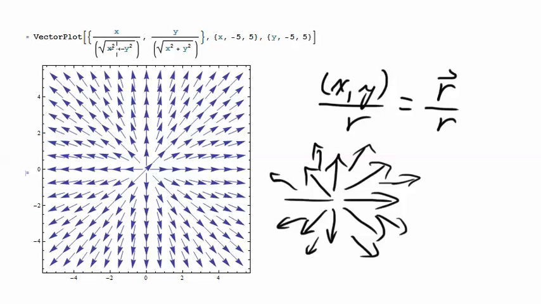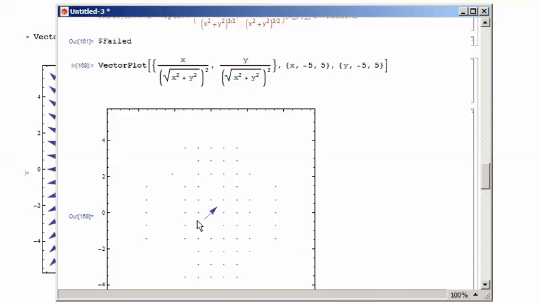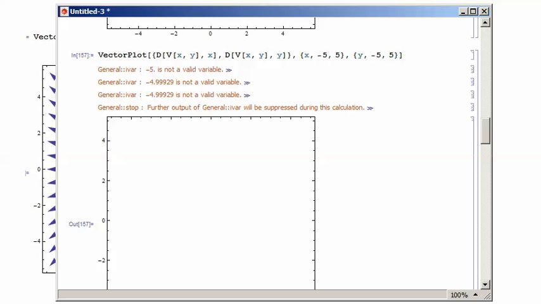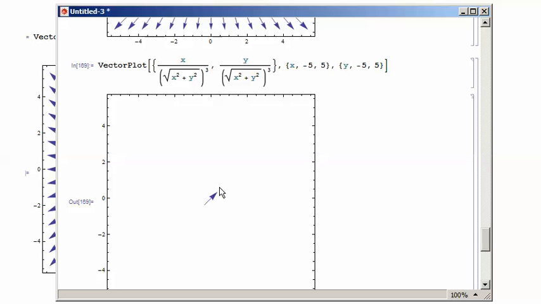But we didn't have just a single square root of x squared plus y squared on the bottom. We had a cubed. And there seems to be something malfunctioning, because when I put a squared in there, all we get are little bitty dots. When I put a cubed in there, all Mathematica is showing me is one single little arrow.